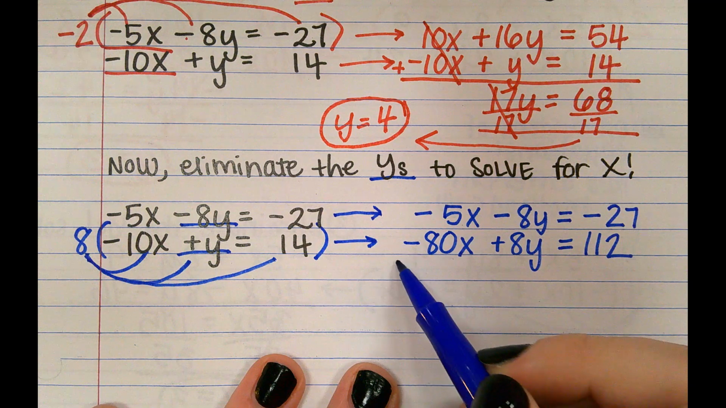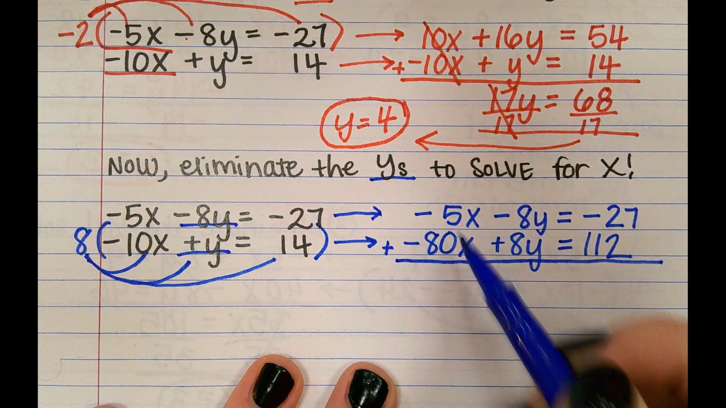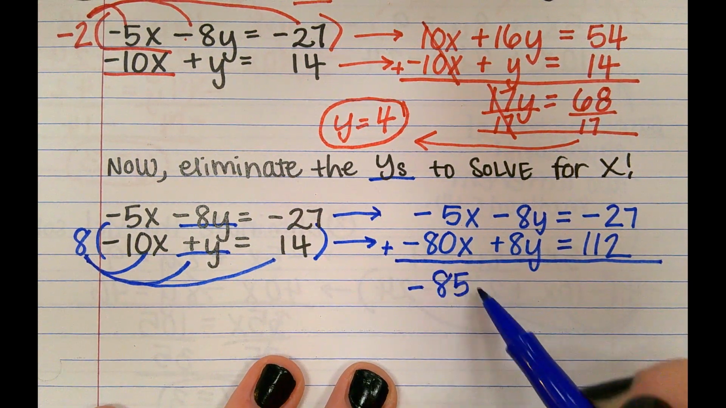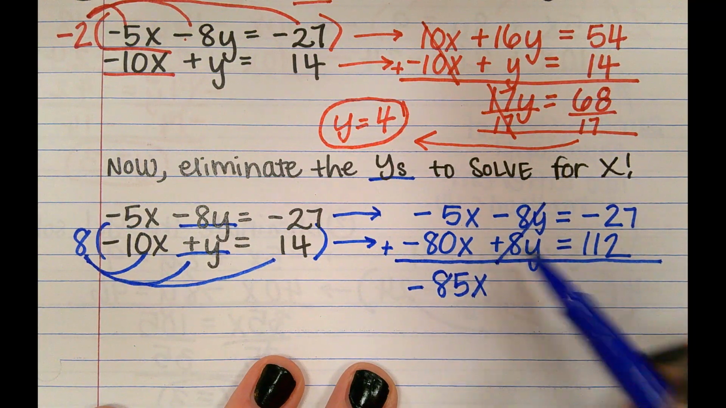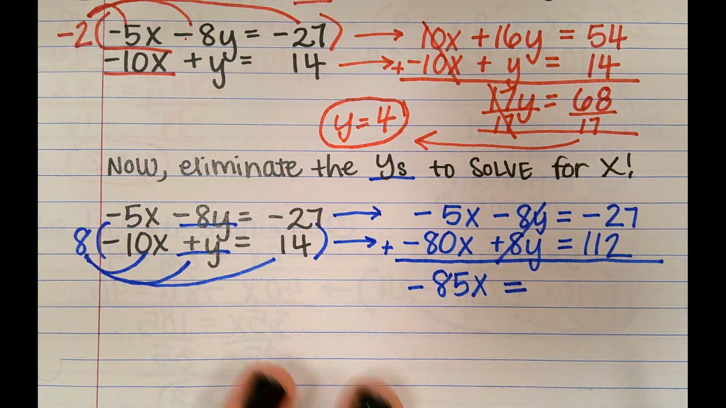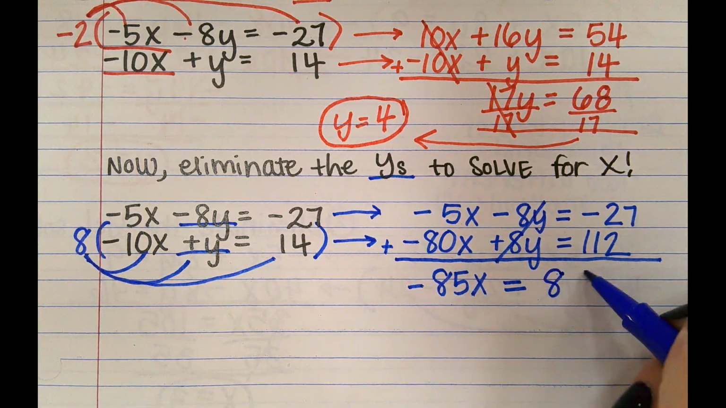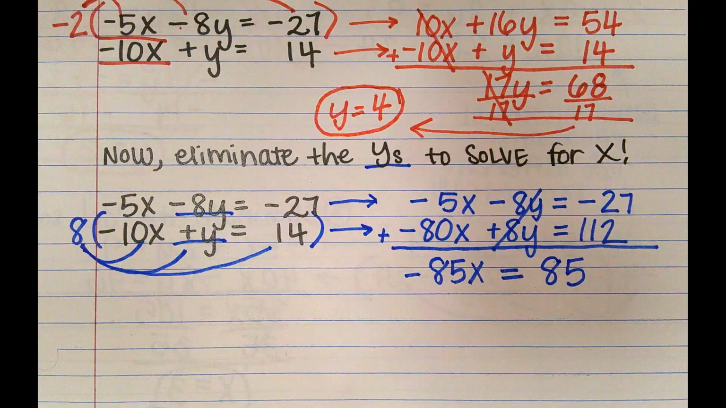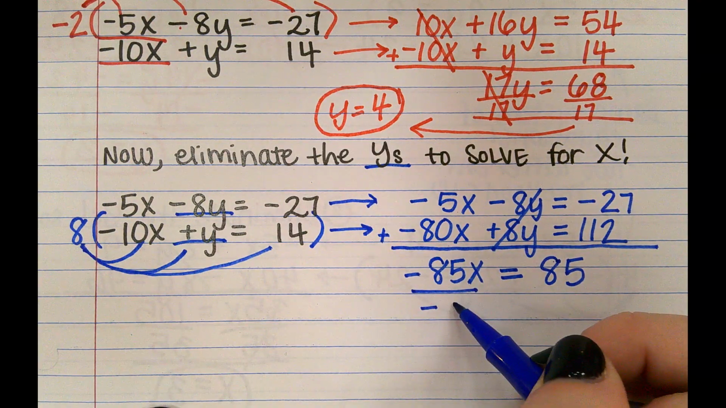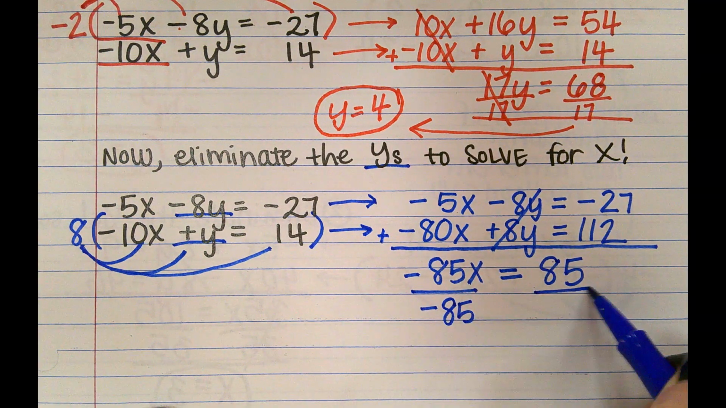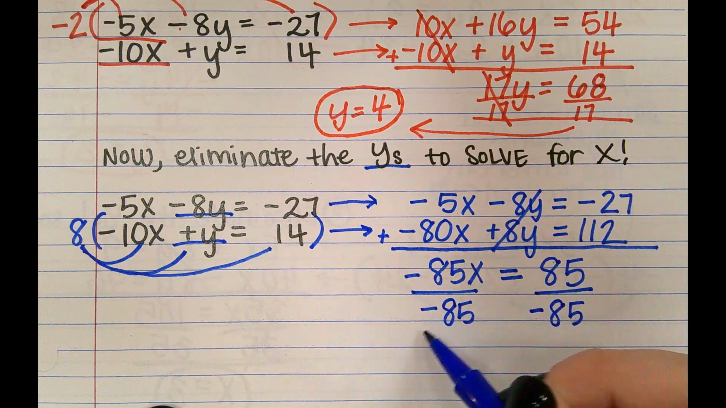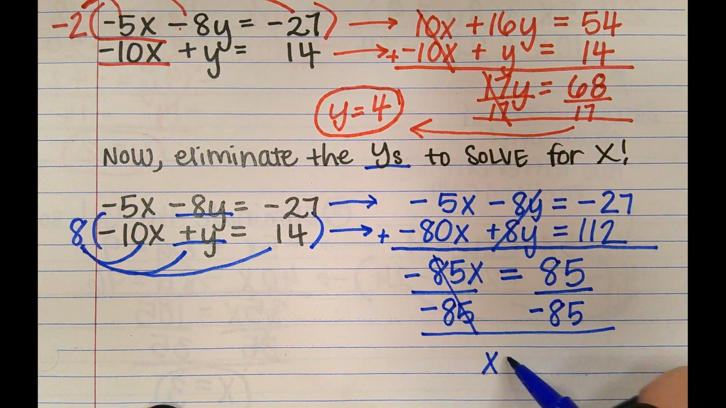Minus 85x. Good. We're adding together. We'll get minus 85x. Those y's cancel. Equals 85, positive 85. Very good. x equals 1 over minus 1. We will divide by negative 85. That will give us that answer of x equals negative 1.